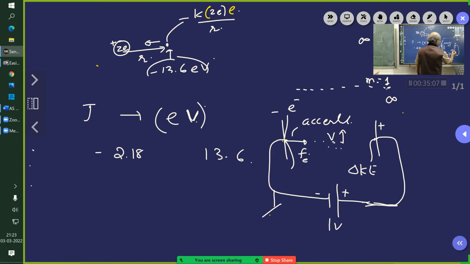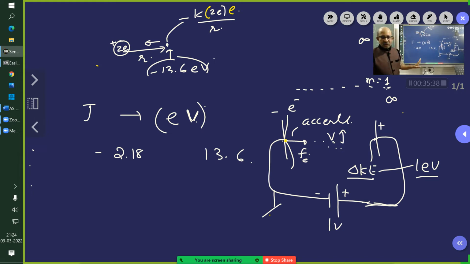Now we say how much kinetic energy did it gain? The kinetic energy that it gained is equal to 1 electron volt. So 1 electron volt is the gain in the kinetic energy of an electron, which is accelerated across a potential difference of 1 volt, and it should start from rest. So it was initially at rest and it started. I suppose I made it clear to all of you?